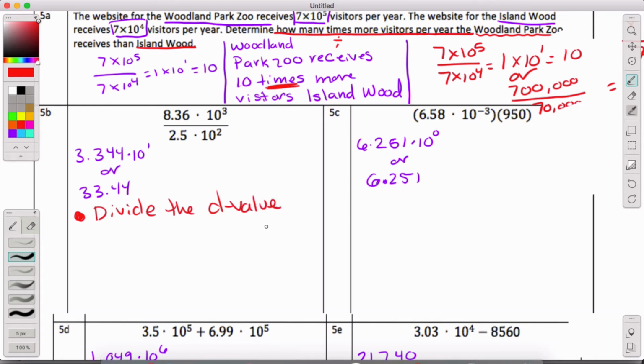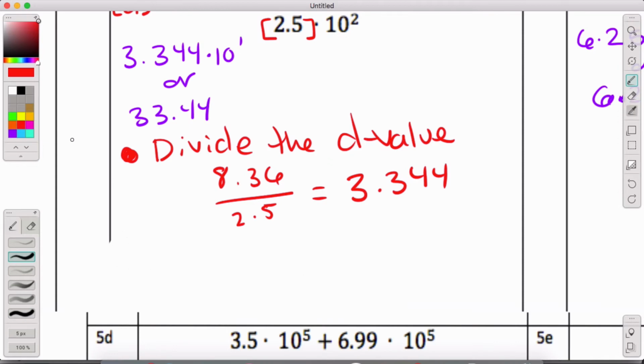And if you tuned into my prior video for page 4, the d values are this number here. So remember, scientific notation is 7 times 10 to the nth power. This is the d value here. So to divide the d values, you'd have 8.36 divided by 2.5. That gives us 3.344.